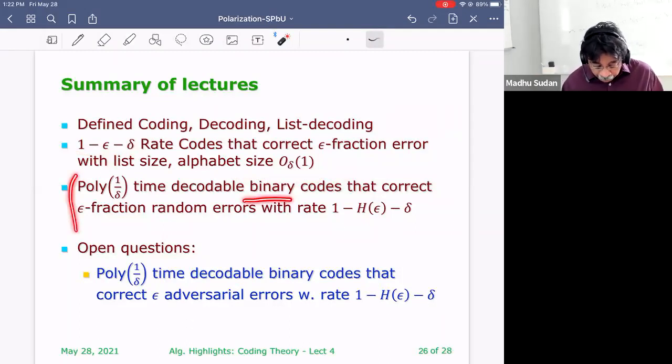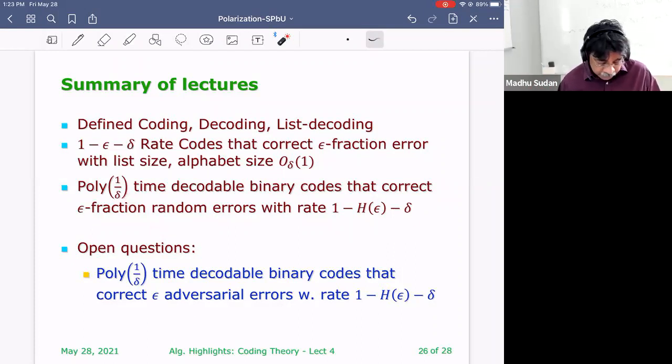When we decide to go to binary alphabets, we are not able to do as well. We can only correct random errors, but then we are able to do very well, and we get polynomial in 1 over delta time decoding. I want to stress that there is a big gap between these two: binary codes versus big alphabet codes. With big alphabets, we are able to do incredible things. For binary codes, we are only able to deal with random errors, but when we are dealing with random errors, we do so well.